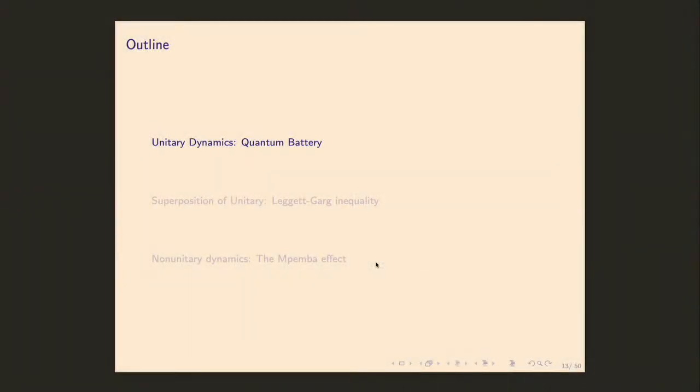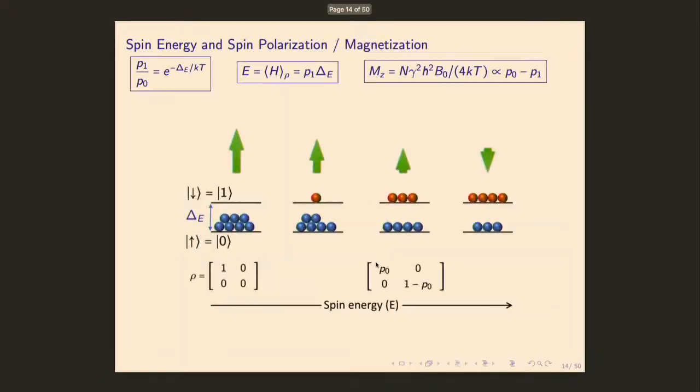Okay, so let's start with unitary dynamics, and I'll be describing the quantum battery as an example. A quantum battery is something that can store energy and release energy on demand. So it's a quantum system that can store energy and release energy.